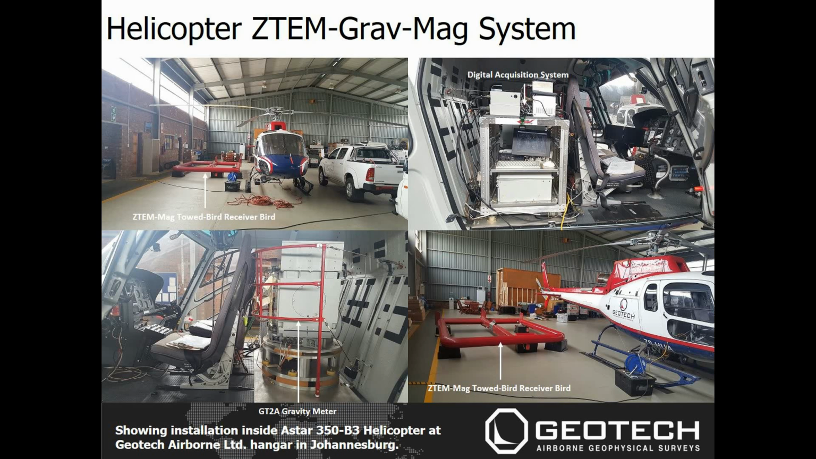Just showing the installation of the integrated system in our hangars in Johannesburg. So here's the towed bird next to a B3. The Geotech digital acquisition system slots in right behind the pilot seat. Behind the co-pilot seat is the GT2A gravimeter on its little spin table. And then here's a close-up of the ZTEM-Mag towed bird.